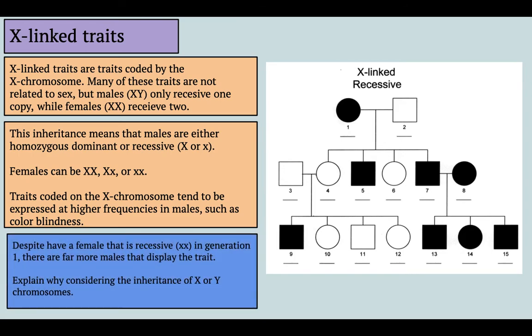My question for you to think about is, despite a female being recessive in generation 1, right here, little x, why are there more males in subsequent generations that display the trait? Why are there more males in generation 2 and 3 that are recessive? And you should explain that, considering the inheritance of either X or Y chromosomes in biological males or females.